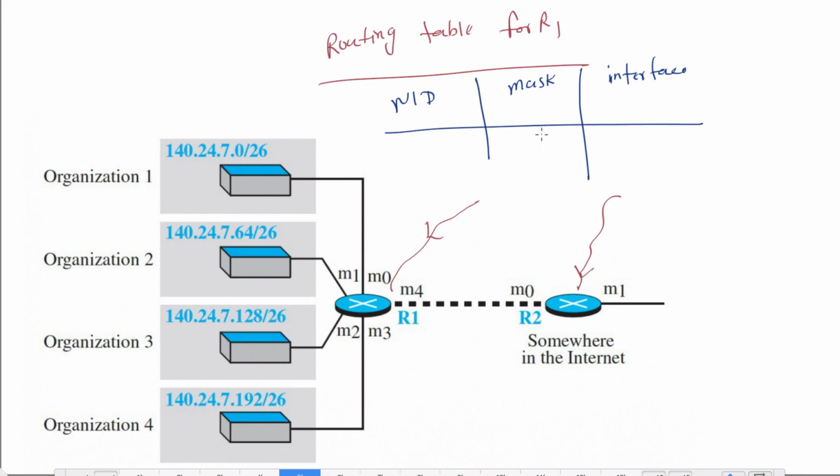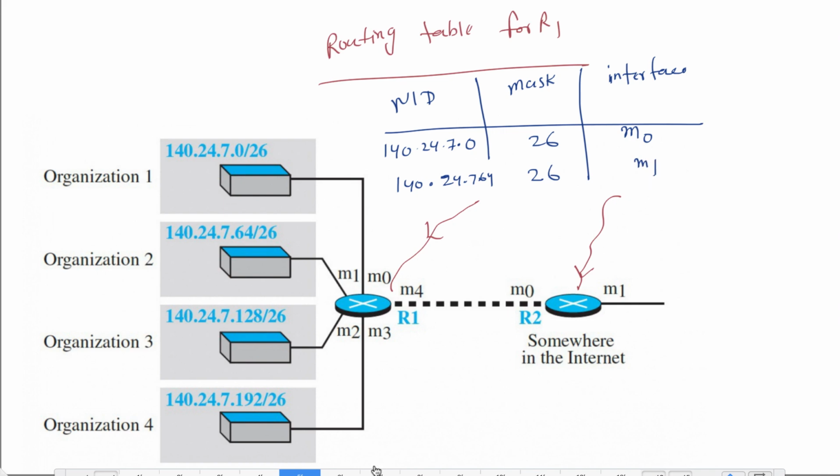What you can do, you can just copy this. This is the network ID. This is mask. This is interface. This is network ID. Similarly, 140.24.7.64, and this is mask. This is interface. Like that, you can fill out the entries for R1.